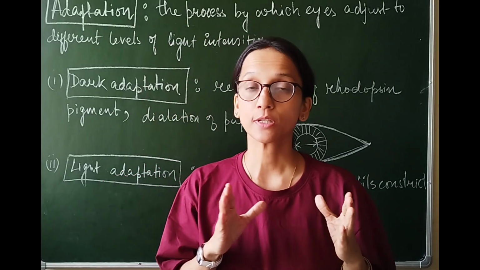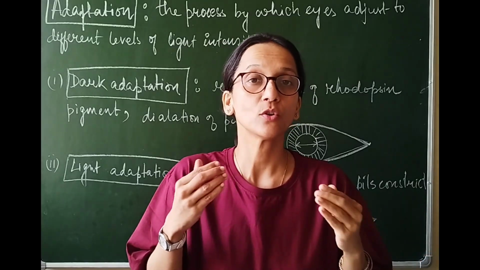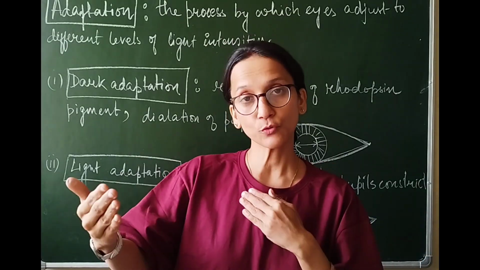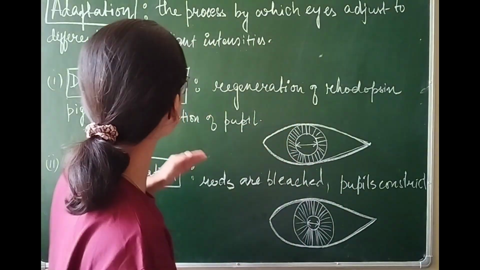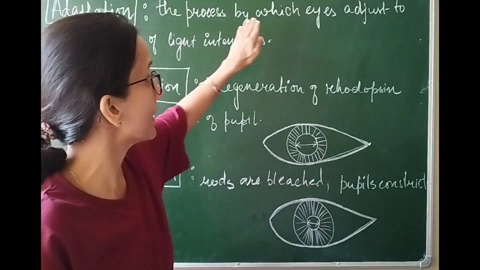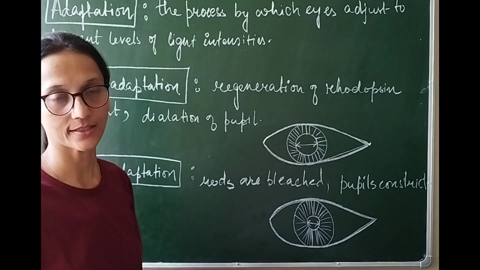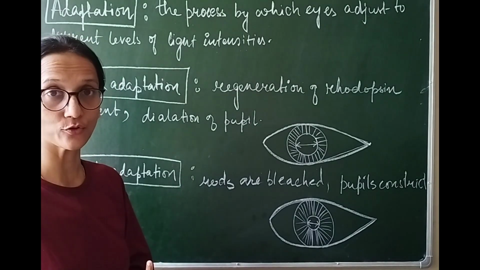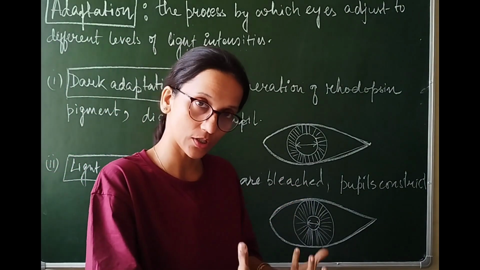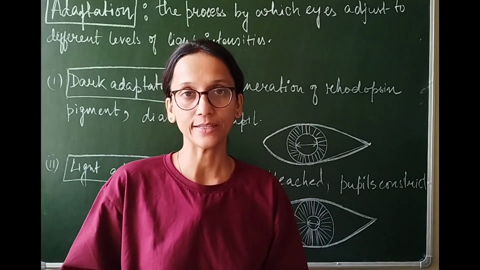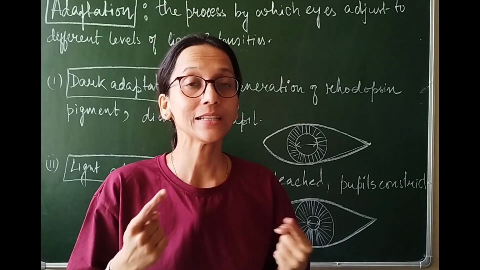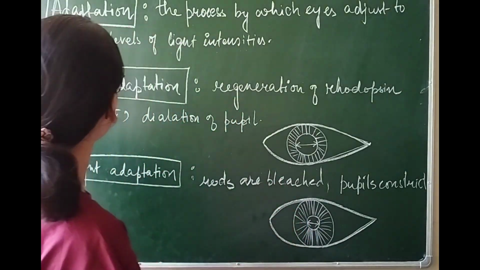Now let us understand what is adaptation. जैसे accommodation में your eyes adapt themselves to various distances, similarly, in case of adaptation, it is a process by which the eyes adjust to different levels of light intensity, like a dark or highly lit room. When you enter a room which is dark or when you enter a room which is well lit, how your eyes constantly change themselves, that is known as adaptation.